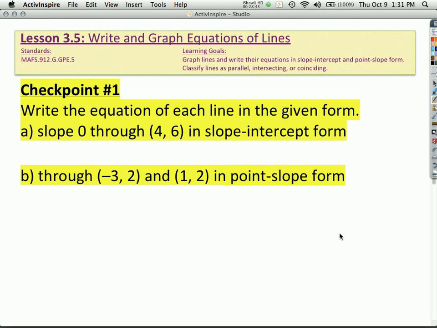How we're doing with writing equations. Part A. Team B. Where's Team B? Team B. Tell me what you got for Part A. Valerie, tell me what you got. Okay, what'd you get? y equals 6.